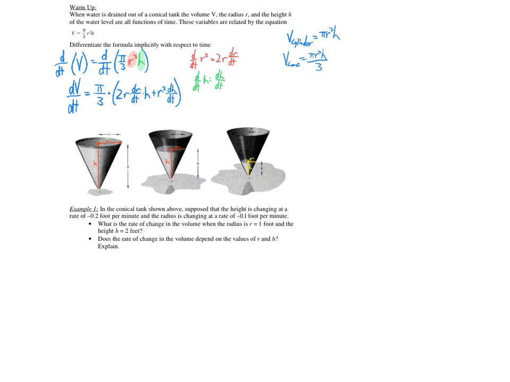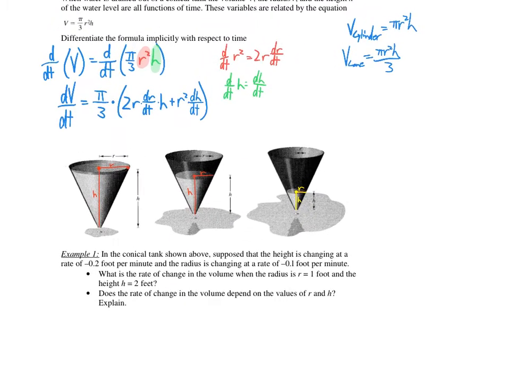So now, here's an example that actually uses the work that we just did, putting some numbers to this scenario. Let's say that we have this conical tank. The height is changing at a rate of -0.2 of a foot per minute, and the radius is changing at a rate of -0.1 of a foot per minute. Now, the one thing I want you to make sure that you do is write down exactly what you are given.